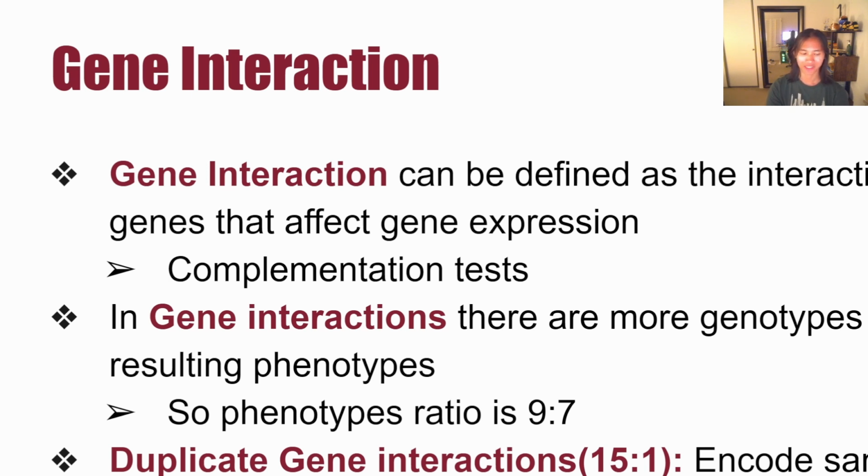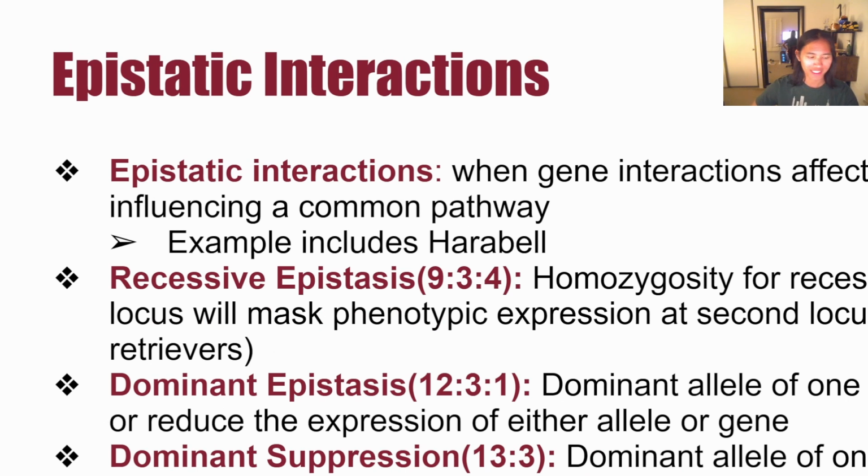Now let's move on to epistatic interactions. These occur when genes interact with one another in a shared pathway, and because of this, there are going to be some changes in the way phenotypes are expressed.